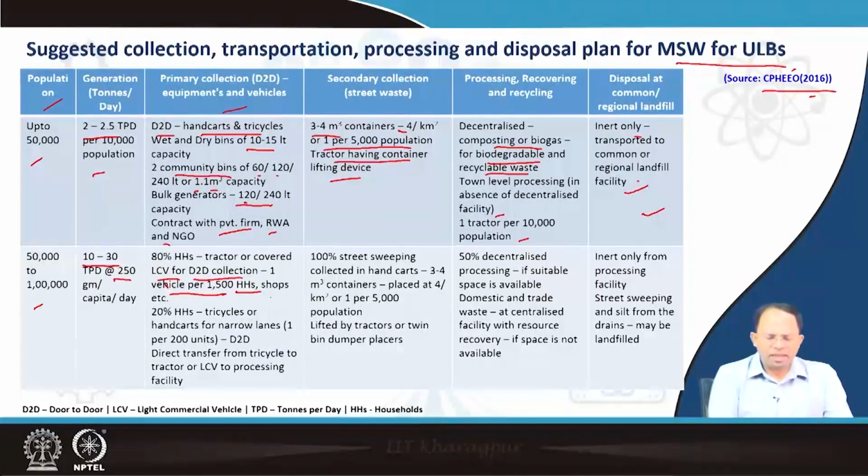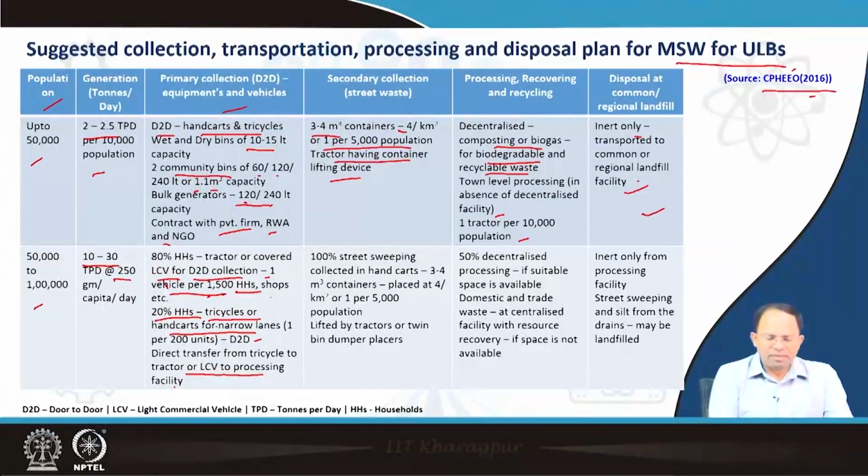So these are the different generators. So we can decide on so many LCVs per so many households or so many collection points. And 20% of the households should be covered by tricycles or handcarts. Why? Because not everywhere can LCVs or tractor trailers go. So that is where the tricycles have to go. So that's an assumption that 20% would be adequate for this size of a city. And direct transfer from tricycle to tractor or LCV to the processing facility.